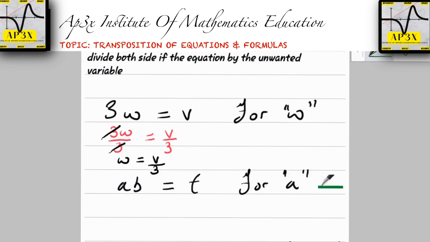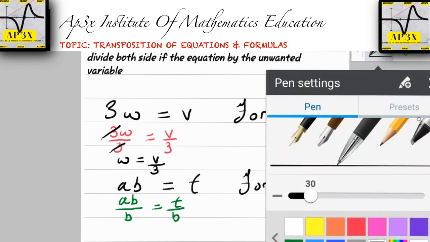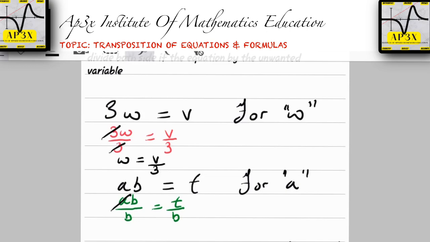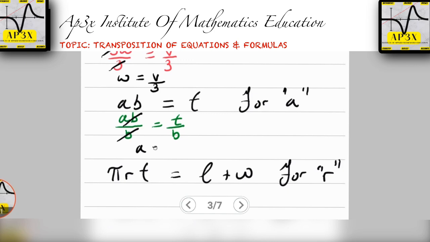And so with AB equals t, we're looking to make A the subject. We need to isolate A, so we need to divide both sides by what we do not want, which is B. So we end up with AB divided by B equal to t divided by B. By doing so, you're going to see clearly that B cancels B, therefore we end up with A being equal to t divided by B. And so we've just rearranged the equation to make A the subject.